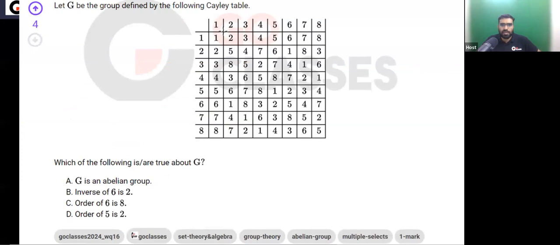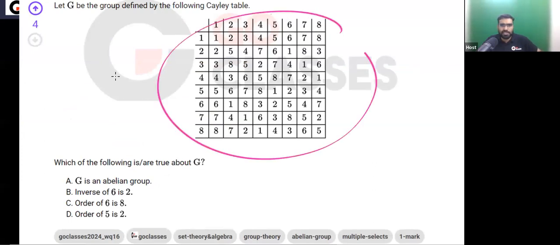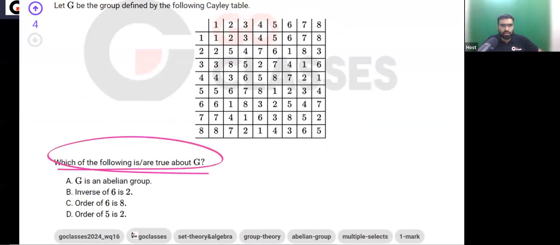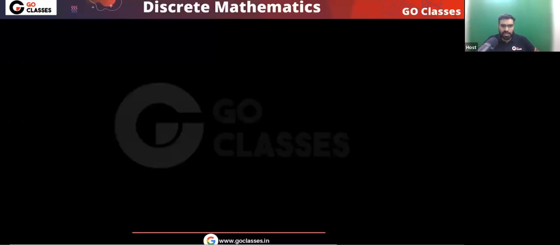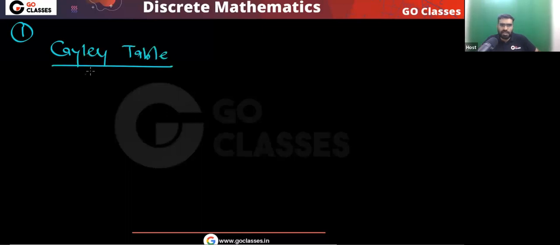Here the Cayley table of a group G is given to you, and the question asks for some details about G. Which of them is true about G? First of all, you tell me, is this G an abelian group? How will you check from the Cayley table? How will you check the commutative property?